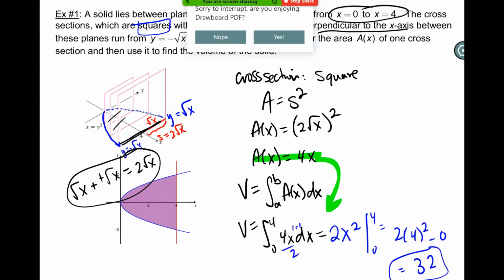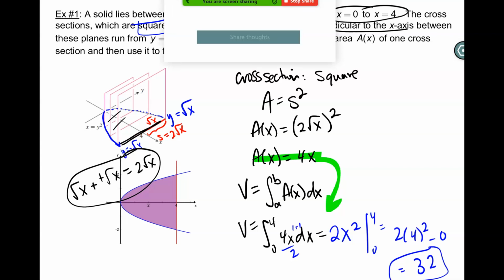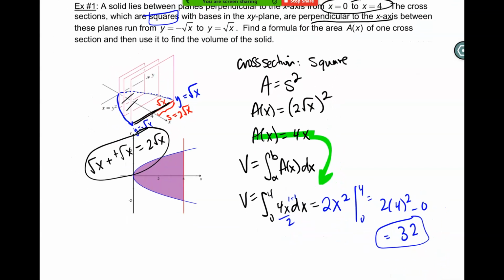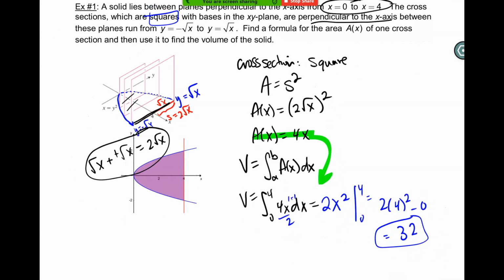Can you guys see the little pop-up that just showed? Sorry to interrupt. Are you enjoying Drawboard? Nope. Get lost. Not right now. Of course I enjoy Drawboard. It gives me so much joy. Okay. Cool.